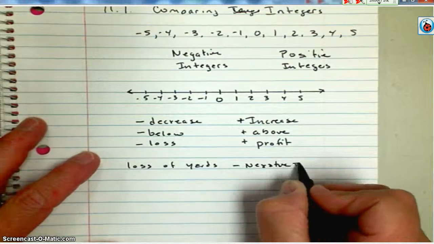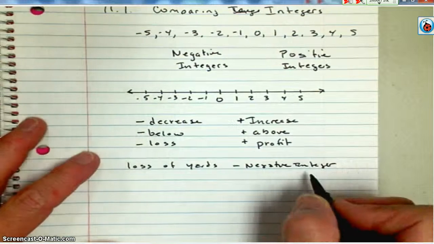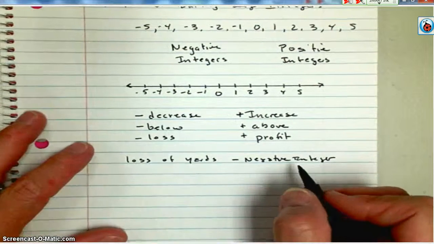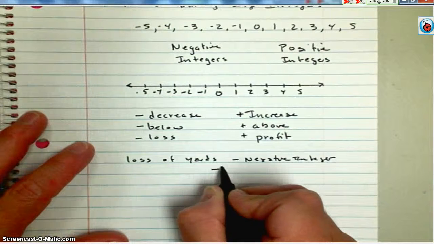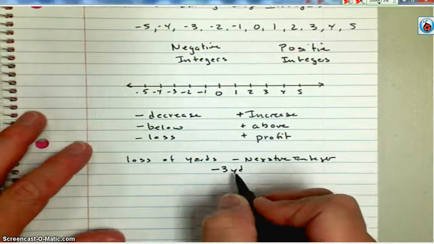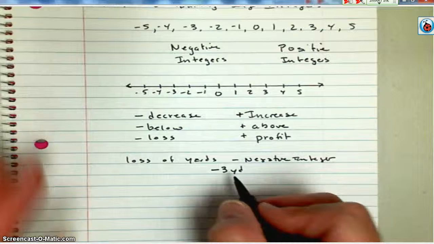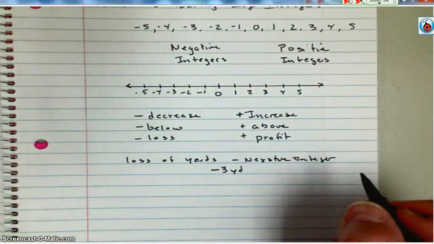And let's say if you lost 3 yards in the play, you'd say a loss of 3 yards, and that's a negative integer. Now we're going to go on to some other examples.